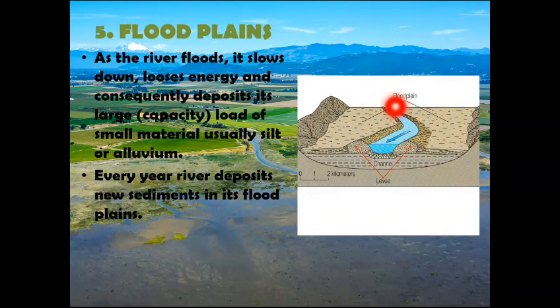When a river slows down, it loses energy, so it deposits its alluvium along the sides of the river. So every year the river floods, it deposits a new layer of floodplain. This is normally the alluvial soil.